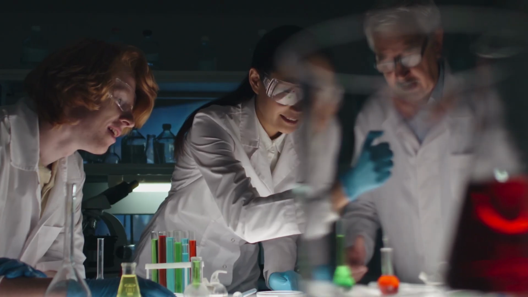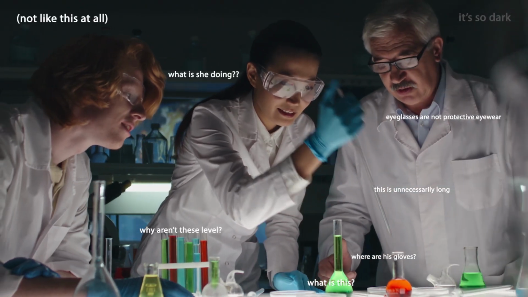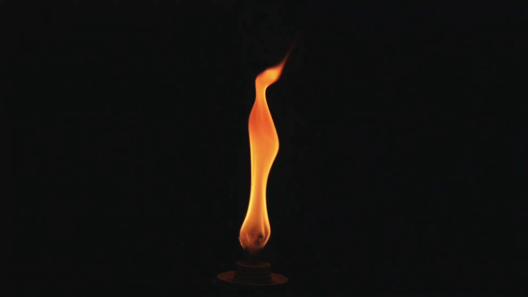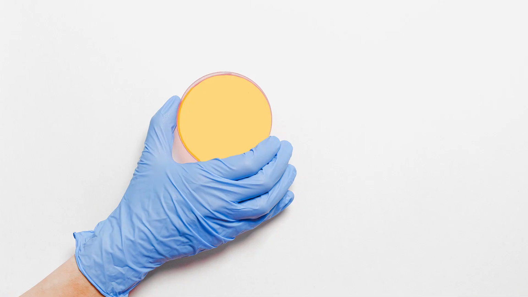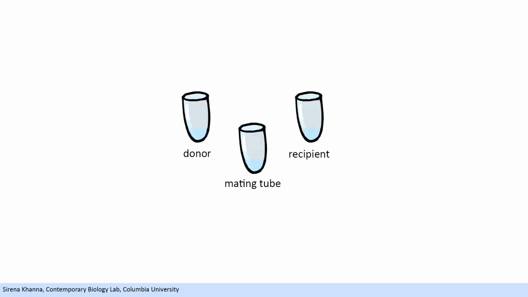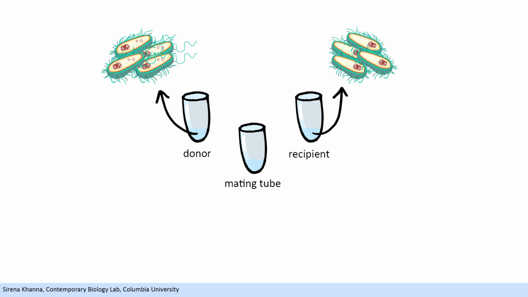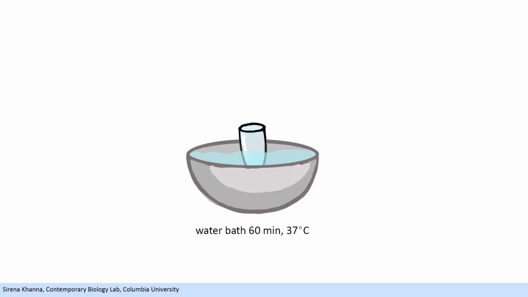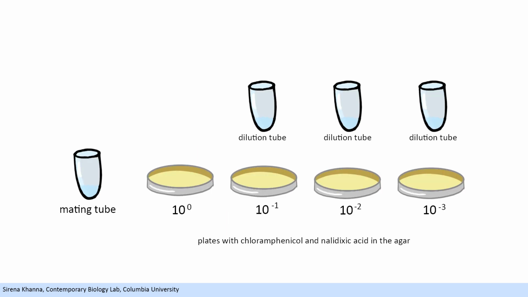The experimental setup for conjugation is elegantly simple. All that's needed are Eppendorf tubes, pipettes, a Bunsen burner, a vortex, a hot water bath, agar plates, saline, and of course, the bacterial E. coli strains. We have donor and recipient cells contained within their own Eppendorf tubes. We mix 500 microliters from each tube into what's called the mating tube. The mating tube is put in a hot water bath for an hour to facilitate the interaction and conjugation between donor and recipient cells. We remove the mating tube from the bath and make dilutions of its contents to be plated on a special agar.